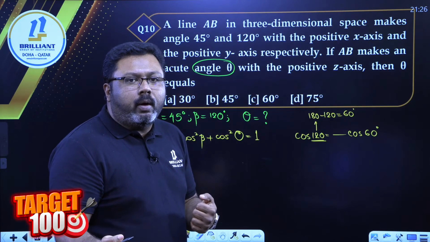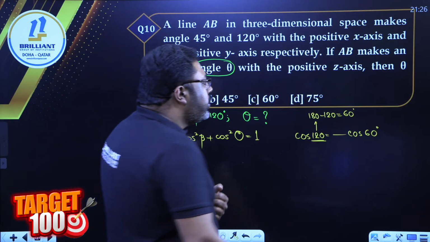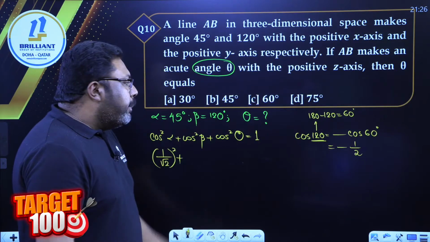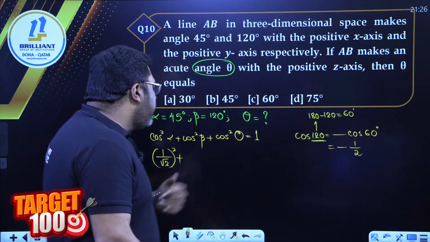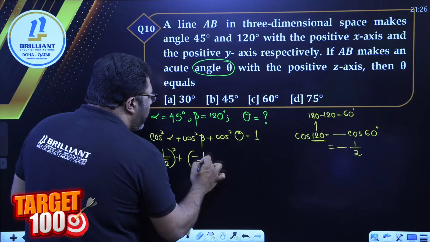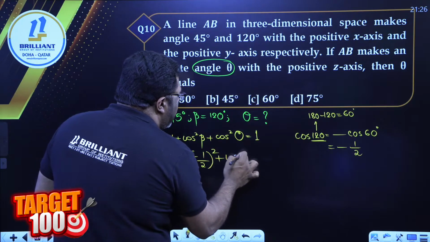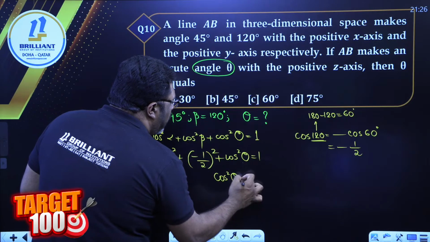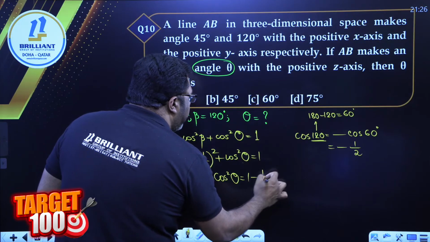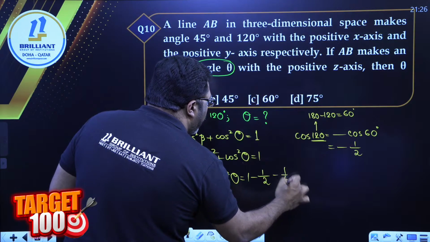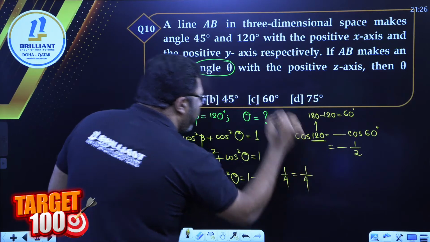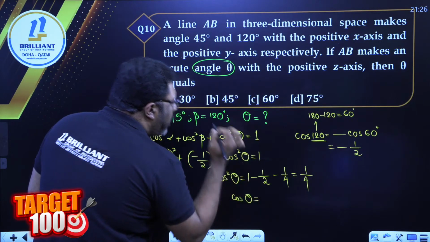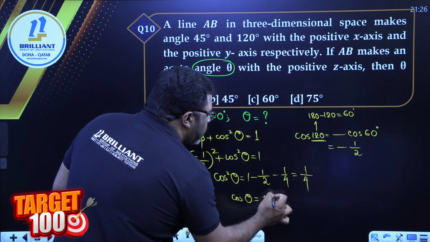Please, you are writing for board exams now. You should be knowing that cos is negative in the second quadrant. So definitely the answer for cos 120 is minus 1 by 2. But that doesn't affect us. But you should know that it's for 60 and the answer is 1 by 2. That's why I was going after that. But still, being squared, negative does not affect us. So cos squared theta equal to 1 minus 1 by 2 minus 1 by 4, which is 1 by 4. Okay, so what is cos theta? Cos theta is equal to plus or minus 1 by 2.